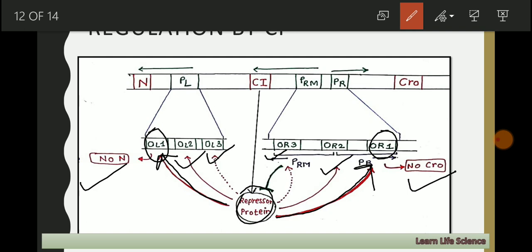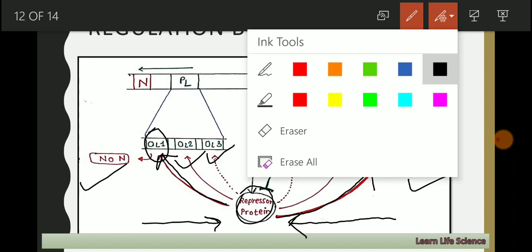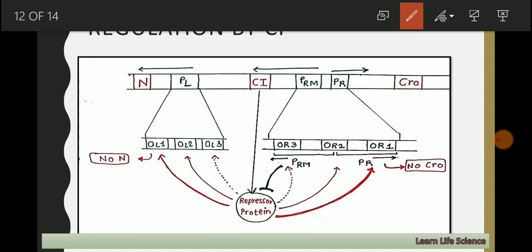Now remember that the concentration of C1 is increasing in this direction, which means along with the increase in C1 repressor concentration, its binding with the operator region also increases. This will be at low temperature, this will be at higher temperature. Okay, now if the OR3 region is blocked, what will happen? If the OR3 region is blocked, then the PRM promoter, which is also involved in repressor protein synthesis, is also going to get blocked.